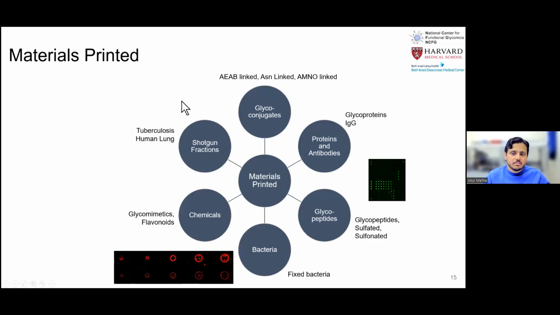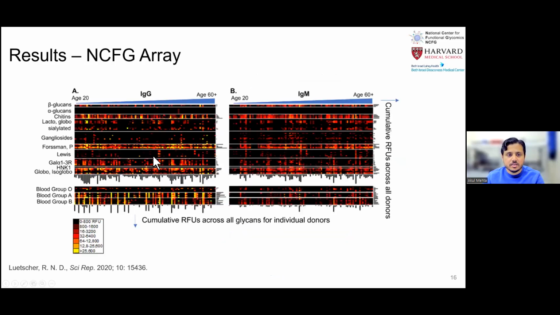So we've printed a number of different things at our center. Just to give you an idea what I have worked with, we've printed glycoconjugates, obviously linked with chemical linkers, but we've also printed proteins and antibodies directly on the surface. The glycopeptides which I've generated, we've printed those as well. We've also printed bacteria on slides. We've printed various chemicals, glycomimetics, flavonoids, and a number of shotgun fractions such as glycans from the human lung and tuberculosis. And I'll show you some results from some of these.